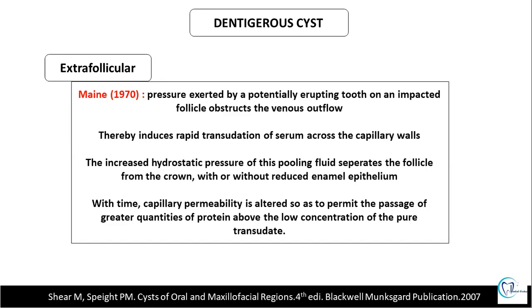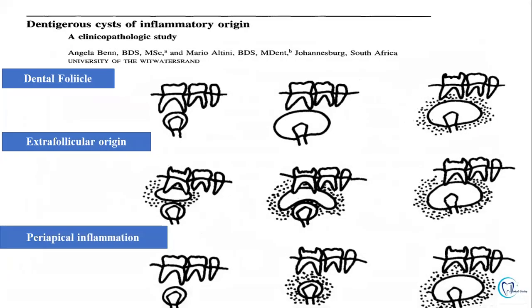cyst of extrafollicular variety. Also, there was a concept given by Ben and Altini for the histogenetic mechanism of inflammatory dentigerous cyst. In the first schematic presentation, we can appreciate that there is a developmental dentigerous cyst which is formed from the dental follicle and it is secondarily inflamed from the deciduous tooth. So the deciduous tooth is the source of inflammation because it is non-vital, and because of this inflammation, the dental follicle gets inflamed.